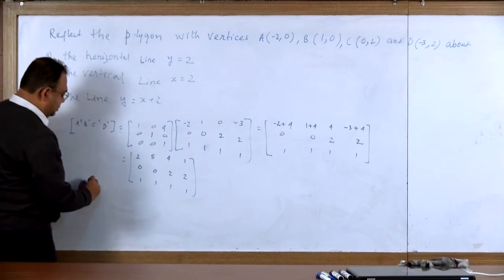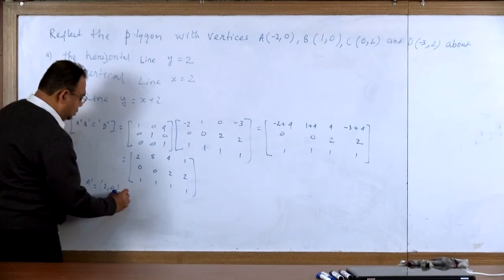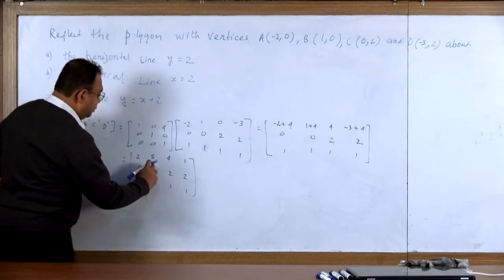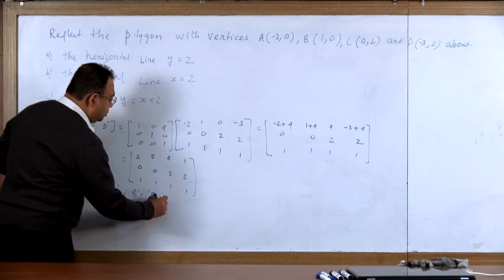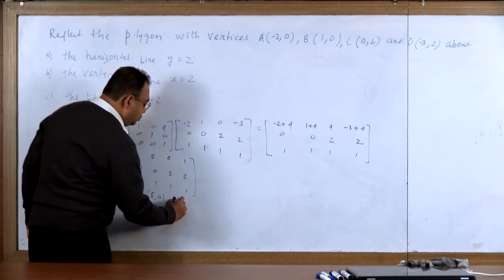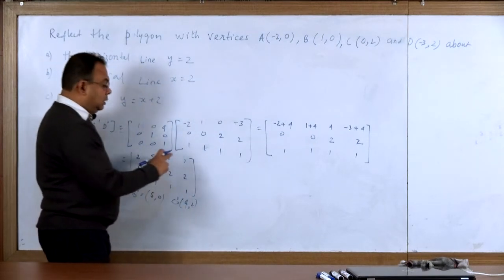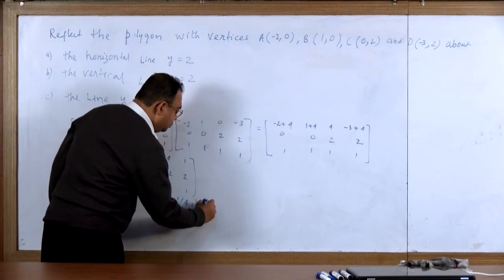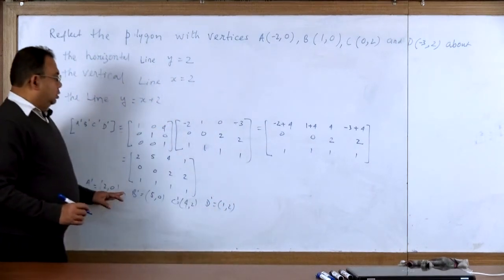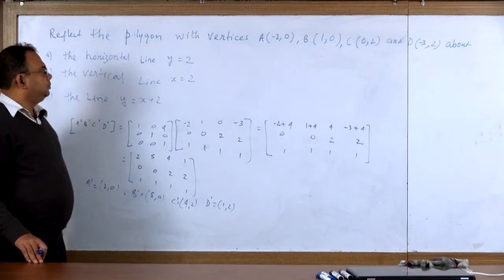So, A dash is 2, 0, B dash is 5, 0, C dash is 4, 2, and D dash is 1, 2. So, this is the positions of the object after reflection with respect to x axis.